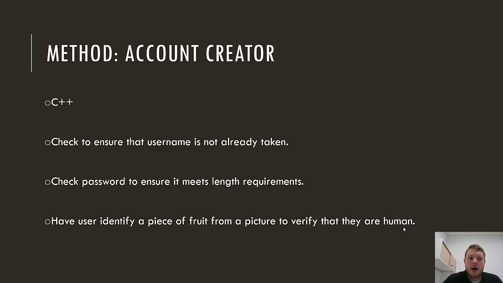So how I did this: I kind of already alluded to the fact that I wanted to use C++. For the username, I just want to check and make sure that the supplied username doesn't already exist. For the password, we want to ensure it simply meets length requirements. And for the human check, we're going to have the user identify a piece of fruit from a picture to prove that they are in fact a human.